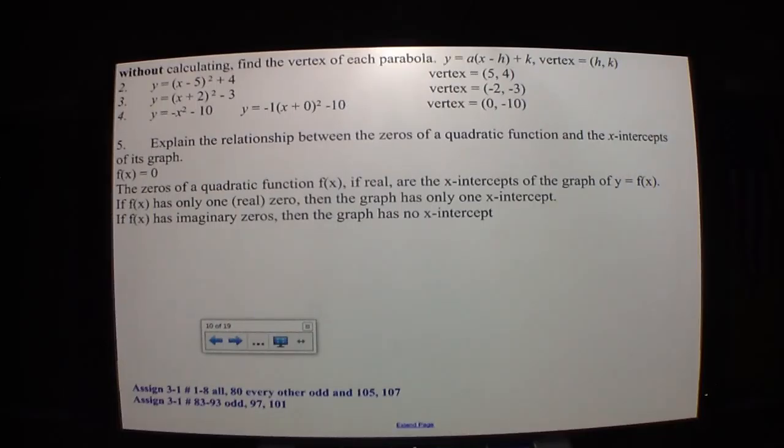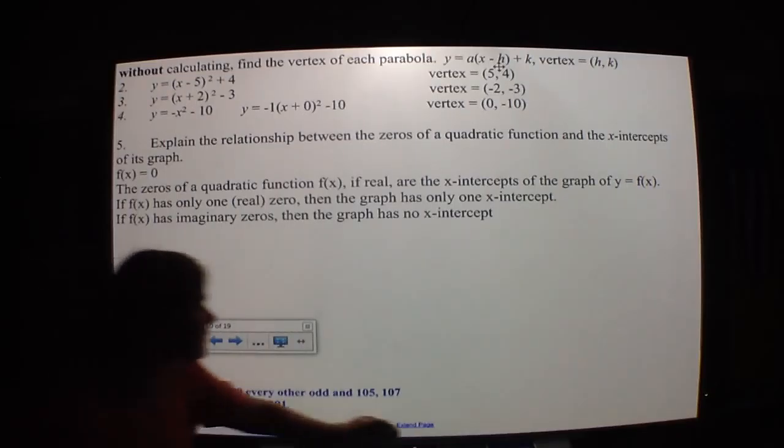The zeros, if they are real, will be the x-intercepts. Okay? So that's what the zeros are. The zeros are the x-intercepts. The zeros are where y, or f of x, is equal to 0. If there's only one real zero, then the graph has one intercept. If the graph has imaginary zeros, then there are no intercepts. That's part 1.